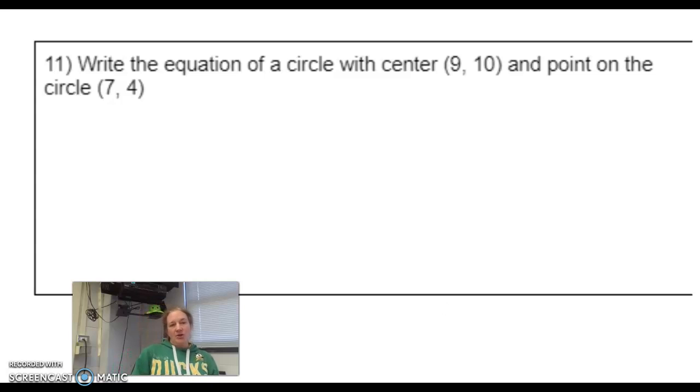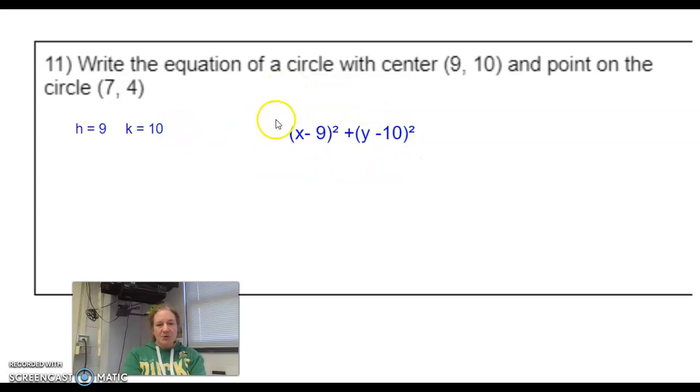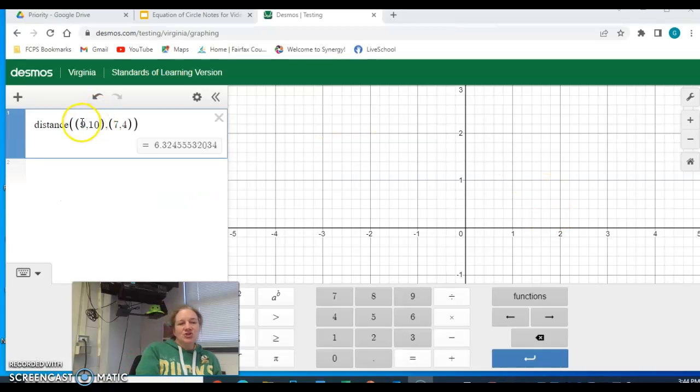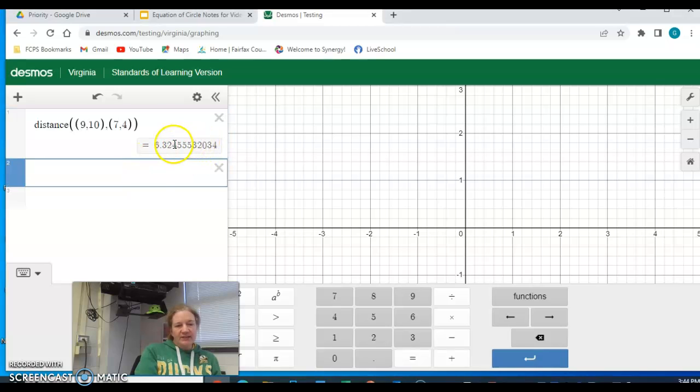Lastly, we're going to work on writing the equation of a circle where I gave you the center and I gave you another point on the circle. So the first part's easy. I can find h and k, no problem, right? And I can write this part of my equation easily. Problem is finding my radius. I need to use Desmos. So I put my points in, make sure you put them in the correct way or you're not going to get an answer. And I get this really long number, 6.3245555. I want to square that number, right? That's my radius, but the farther out I can type it, the better my answer is going to be.